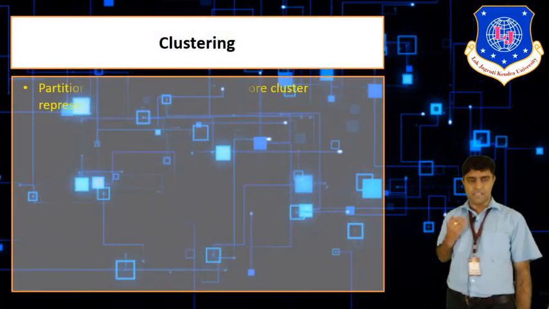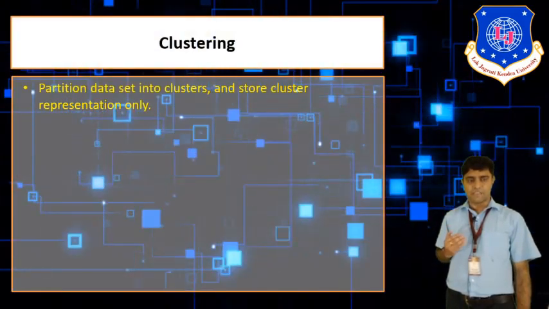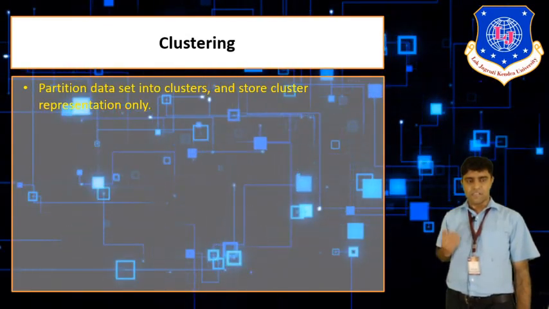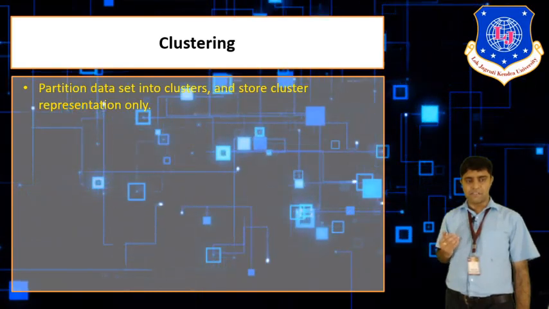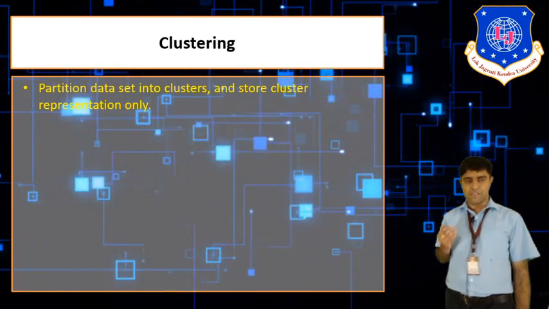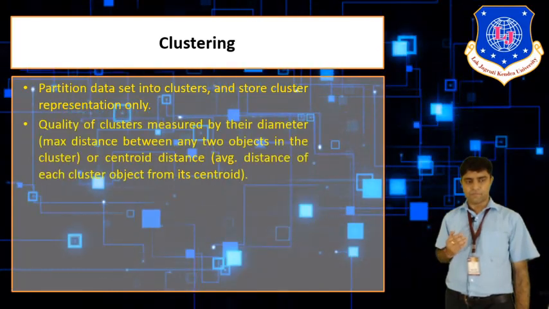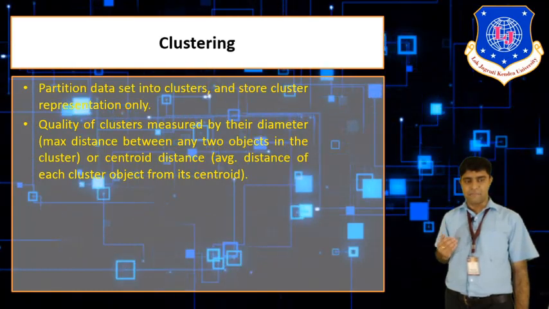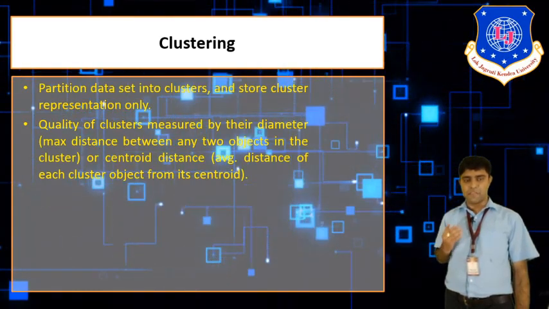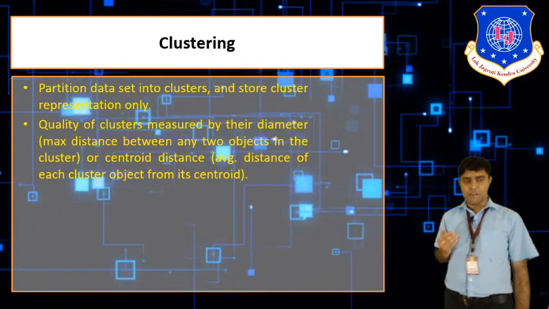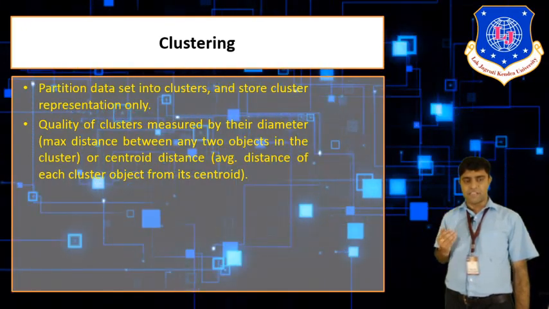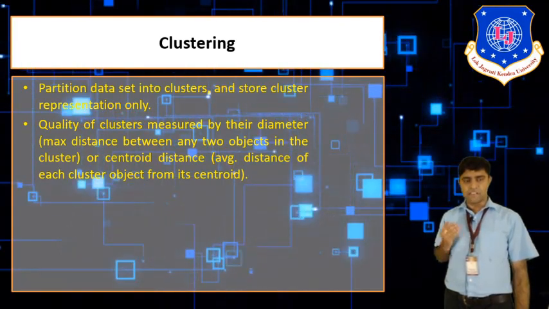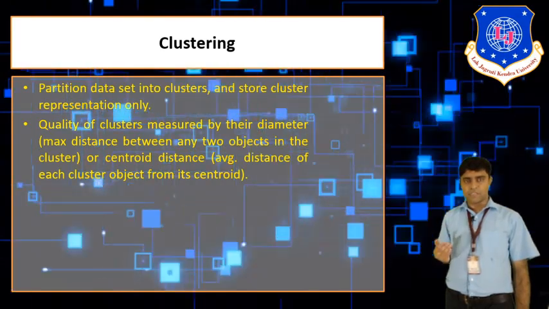Now what is clustering? Clustering is a grouping of data with similar features in one cluster and dissimilar features in another cluster. It partitions the data set into clusters and stores the cluster representation only. The quality of a cluster is measured by its diameter, that is the maximum distance between two object points in the cluster, or by the centroid distance, that is the average distance calculated for each cluster object from its centroid. That is how we can maintain the quality of clusters.